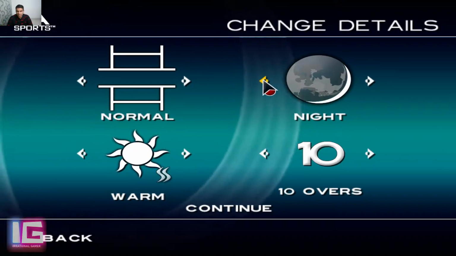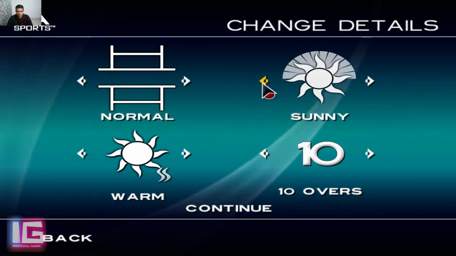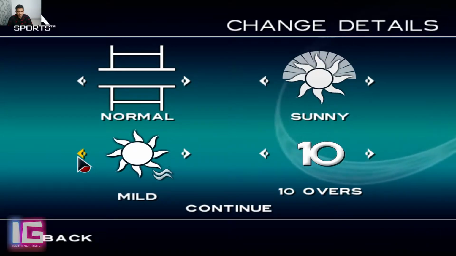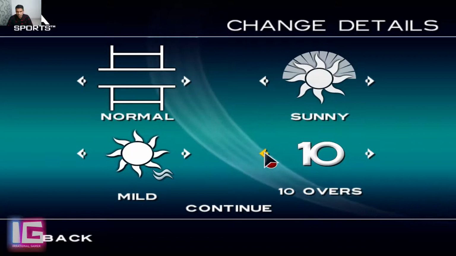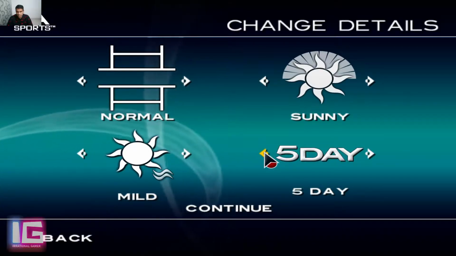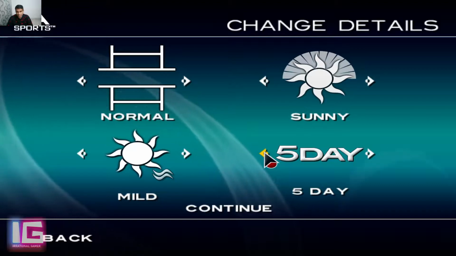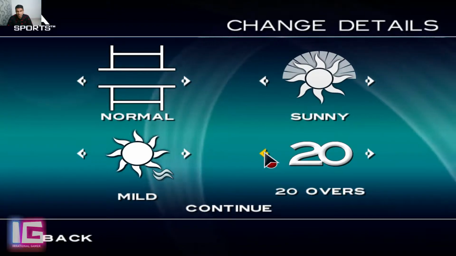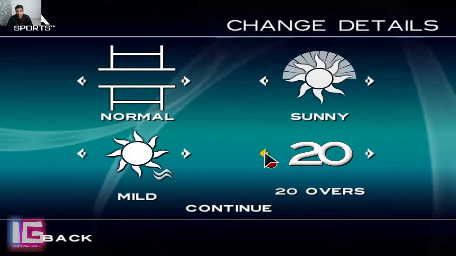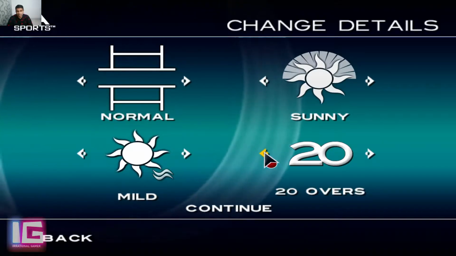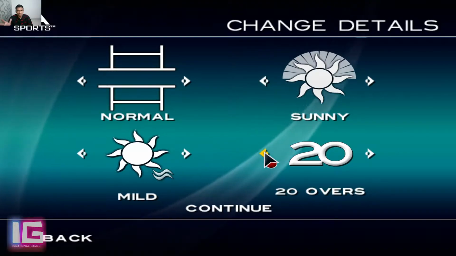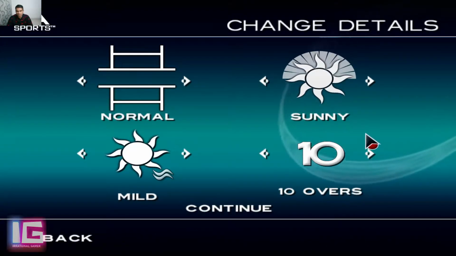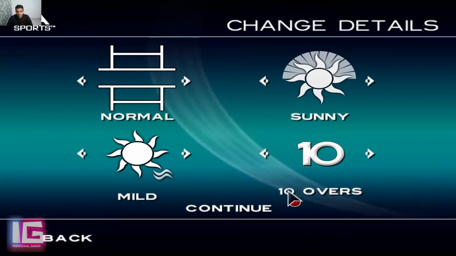You can change the weather to anything you want. So I'm going with sunny weather and it should be mild. Then we have the option to choose the overs. It's either a 5-day match, which is actually a test match. Then we have 4-day, 50 overs, an ODI match, T20 overs, even though this game doesn't officially support a T20 match because back in 2004 there was no T20 cricket invented. The minimum option we can do is a 10 overs match.